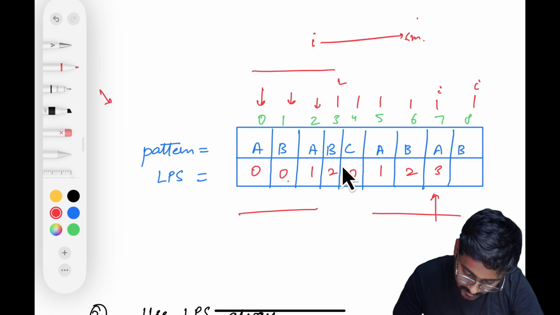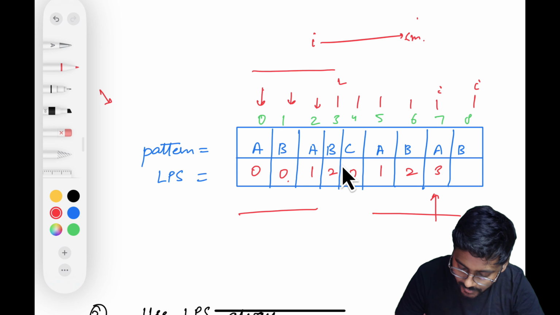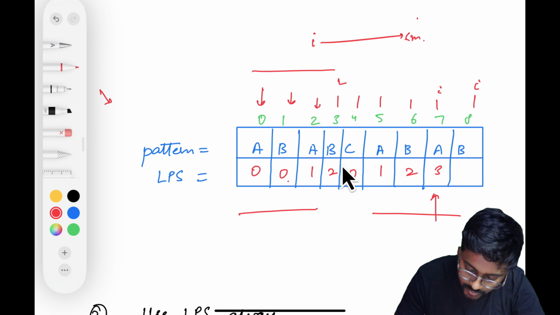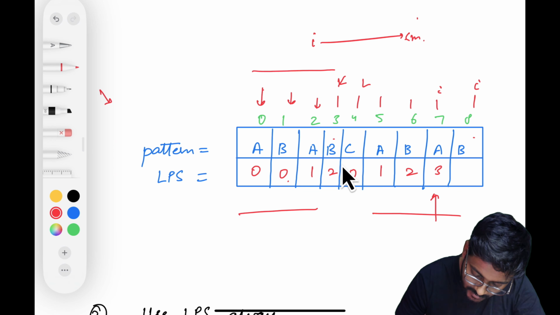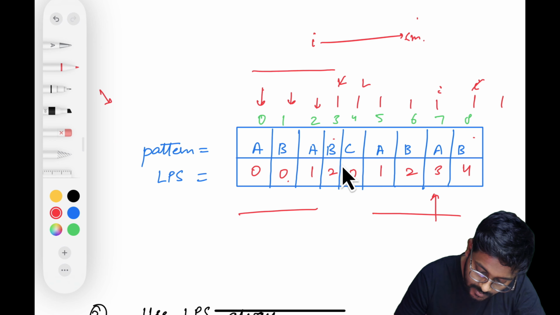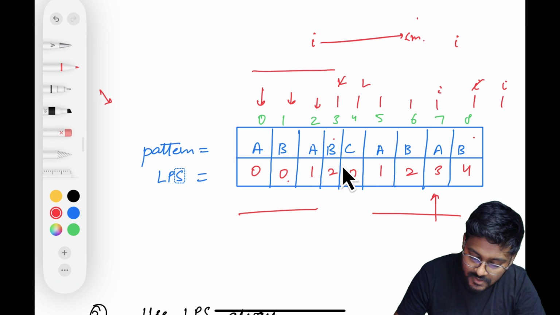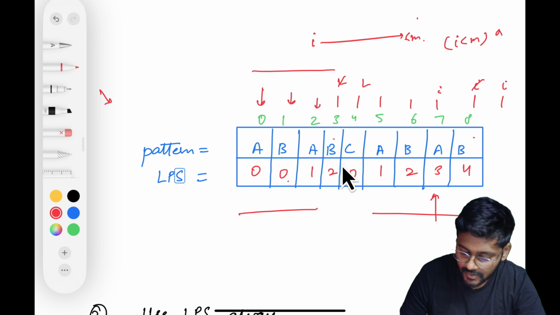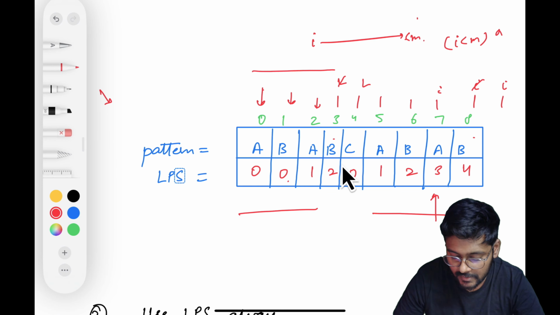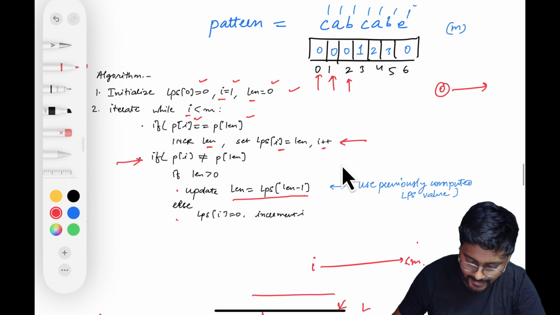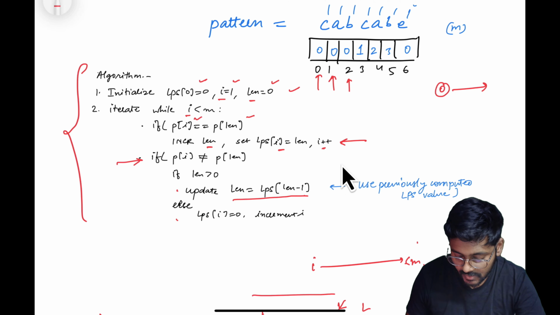Now let's see our last case, which is L is pointing to 3, I is pointing to 8. Value at both the index are B. So increment length, update the value of L in LPS I, which is 4, and then increment I. Now the condition I less than M is getting failed and we have our LPS ready. So this is the code for finding or preparing the LPS array.